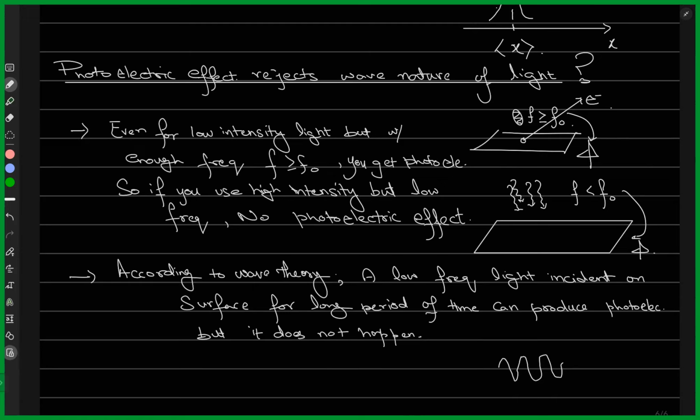So you would expect that a low frequency light, if incident for enough time, should produce the photoelectric effect, but experimentally you see that it does not happen. So this also rejects the idea of a wave, because if something is a wave, then it has to satisfy all the properties of waves. It cannot satisfy 9 out of 10 properties of a wave. You cannot disrespect the laws of physics. In this case, it rejects the wave idea. So it is not a wave.